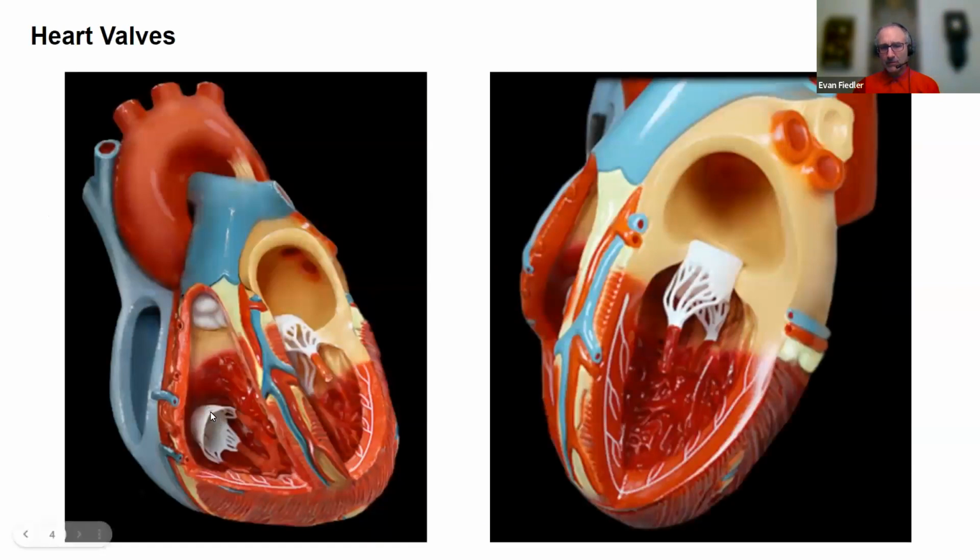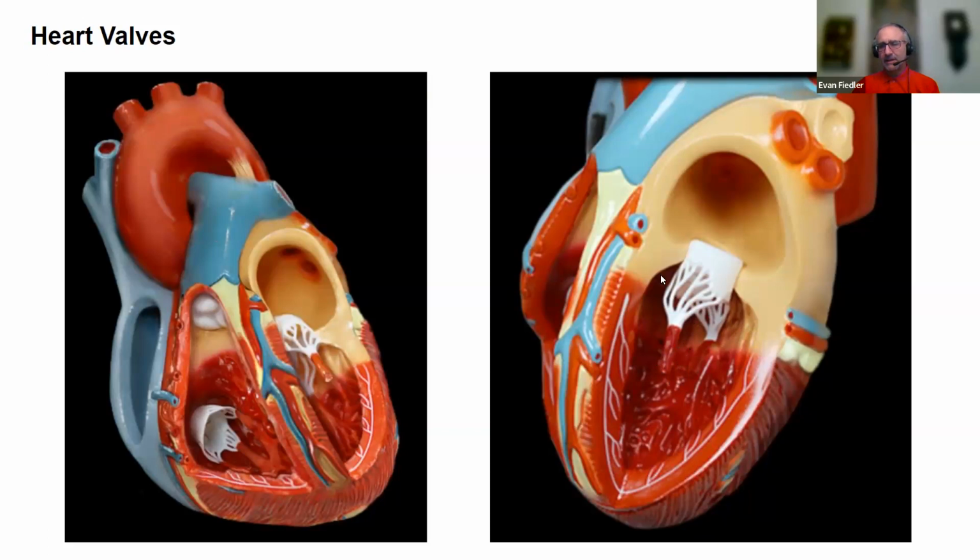Review. Right tricuspid valve between the right atrium and right ventricle. Pulmonary valve between the right ventricle and pulmonary trunk, which is going to branch into pulmonary arteries, carrying deoxygenated blood to the lungs. Left bicuspid valve, mitral valve, between the left atrium and left ventricle. And you have the chordae tendineae attached to papillary muscles anchored to the ventricle.